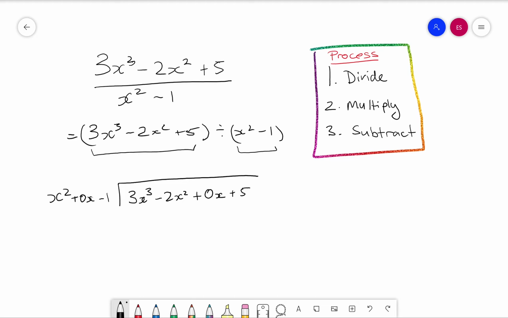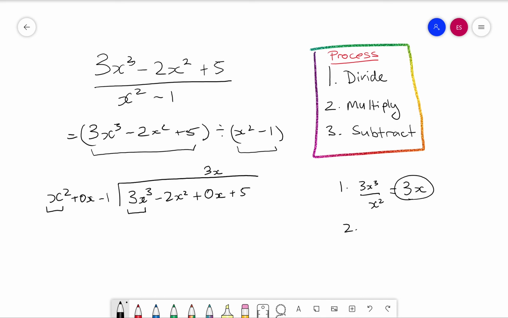Now we've got a 3-step process here. Step 1 is we divide. What that means is we divide the leading term here, so 3x cubed, divided by the leading term here, which is x squared. And that'll give us 3x. And then what we do is we take that 3x, we put it above the x term, which is here.